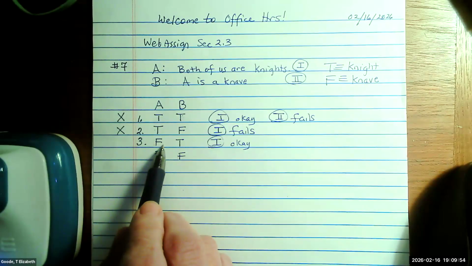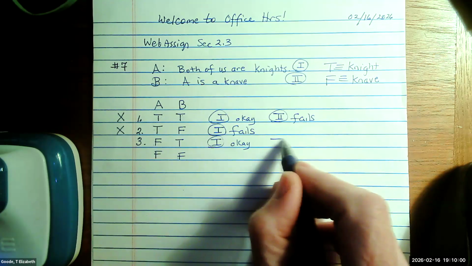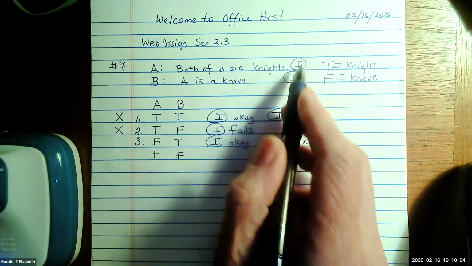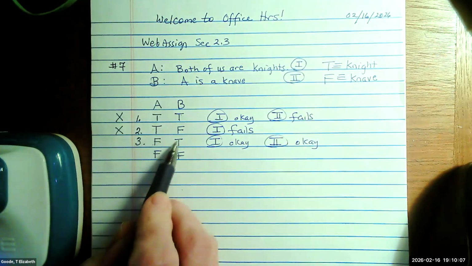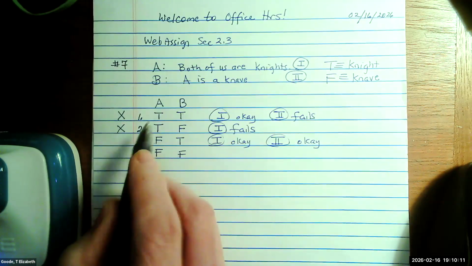True. And look, in row three, A really is a knave because A is telling falsehoods in row three. So two is okay as well. Both of these statements work out in row three. So it looks like it might be row three. Let's check row four.